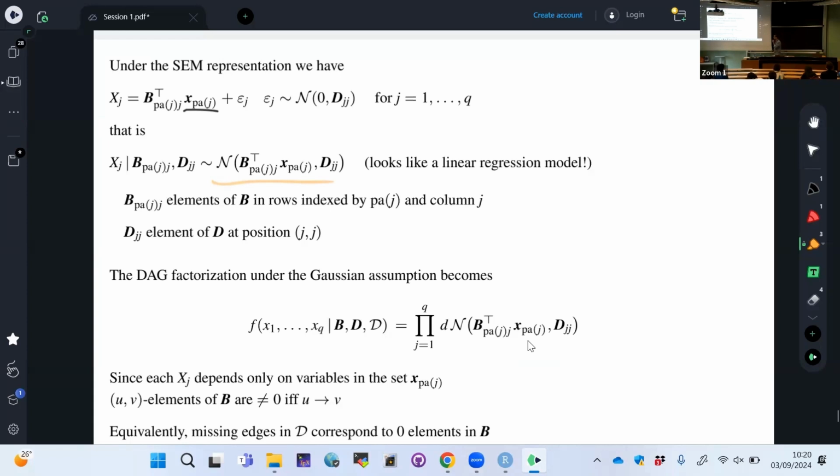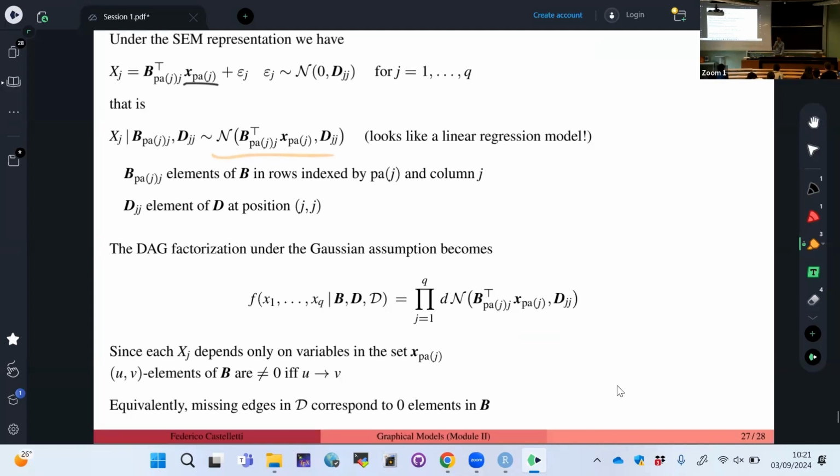Okay, so what appears from this expression is that each xj only depends on its parents, as in the DAG factorization. So accordingly, only elements corresponding to the parents of j in the DAG are different from 0, okay? So again, the (u,v) element of B is different from 0 if and only if we have an edge from u to v. So for a Gaussian DAG model, missing edges in the DAG will correspond to 0 entries in the matrix B.